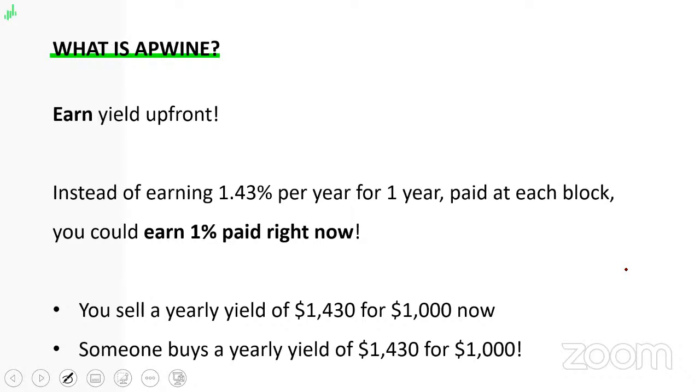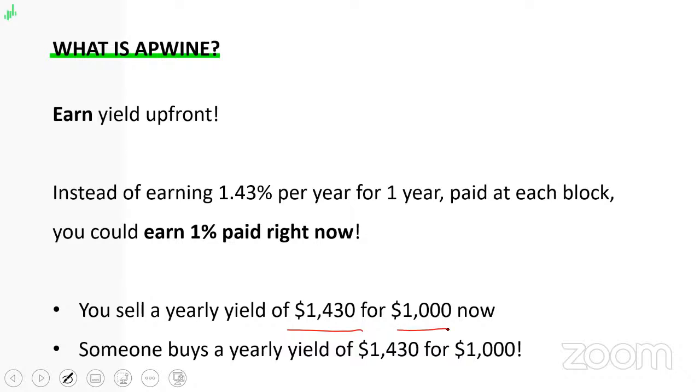So what you're going to do on APWine, you will sell. It's an example. The numbers are all fictive. So you will sell a yield of $1.4 thousand that you could have earned in a year, but you get 1K right now.